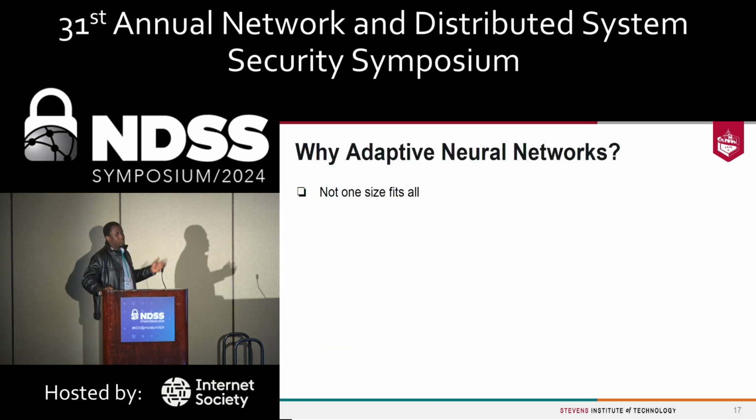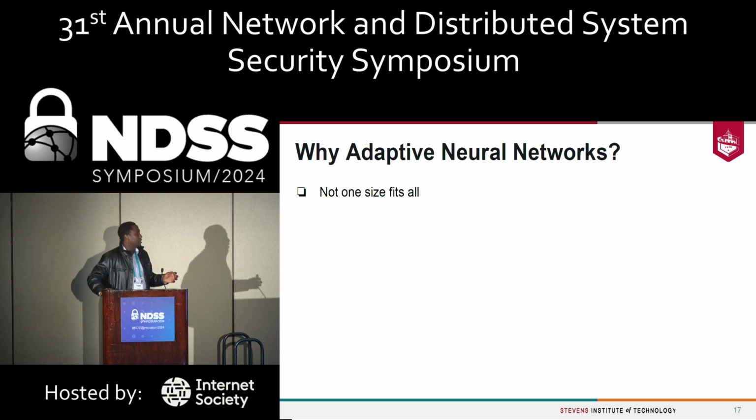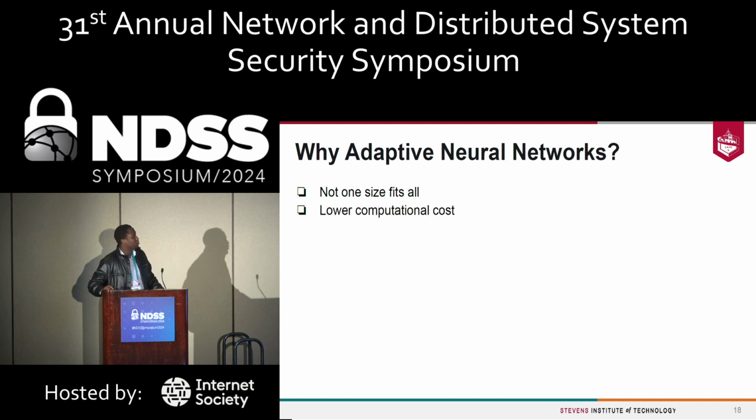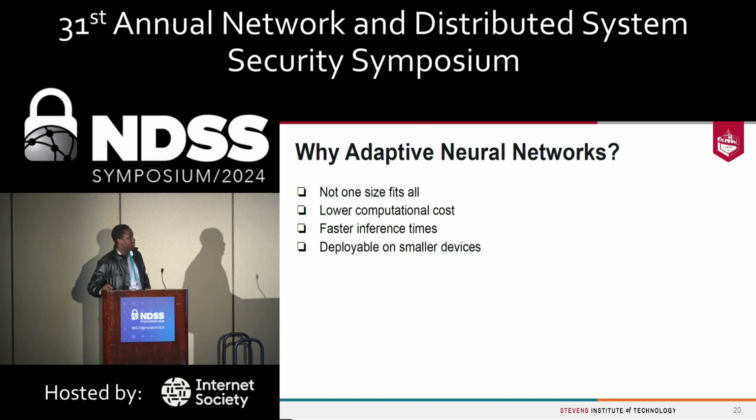So why adaptive neural networks? As we saw earlier on, typical neural networks treat all inputs the same. That is, they are unable to differentiate between complexities of different inputs. But adaptive neural networks can understand this complexity and treat inputs differently and use a variable amount of computation for them. As a result, adaptive neural networks are able to achieve lower computational costs and also faster inference times. And because of their lower computational cost, adaptive neural networks can be deployed on smaller and resource-constrained devices, such as edge and IoT devices.